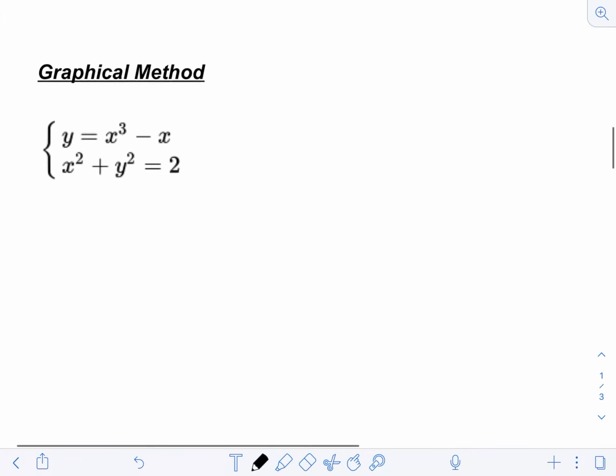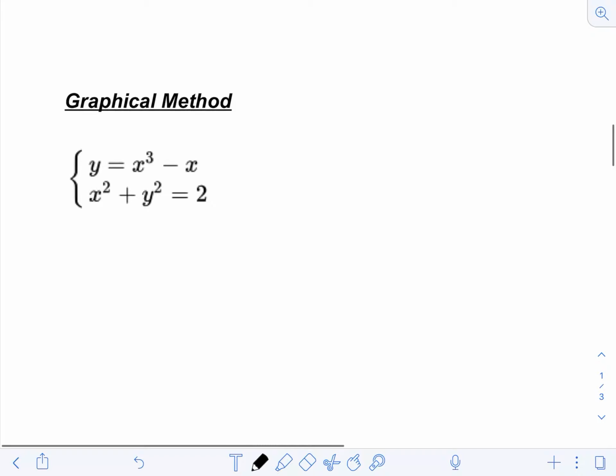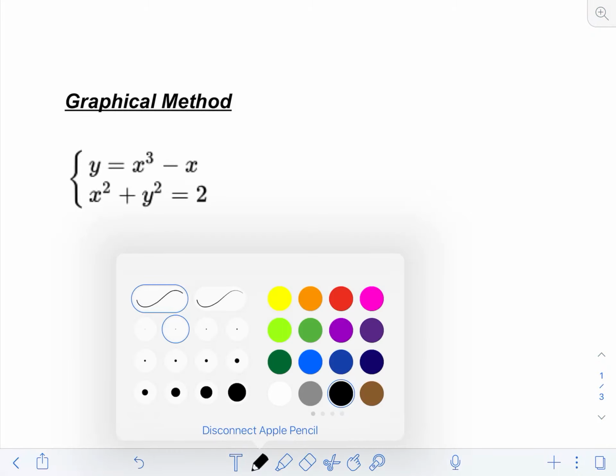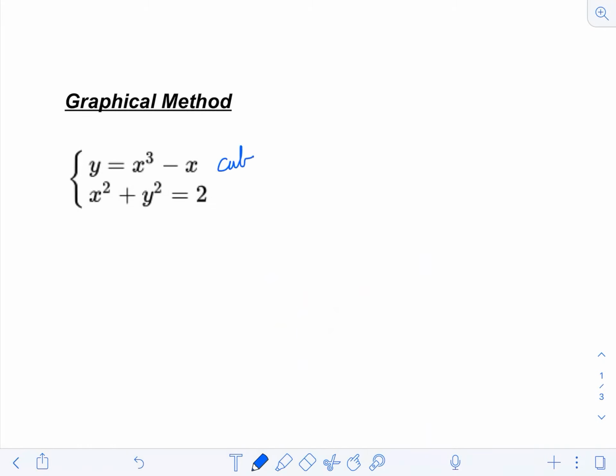Let's solve this problem graphically. We got y is equal to x cubed minus x, and we got x squared plus y squared equals 2. So for our first equation, that is a cubic function, and it is a typical cubic. We know that x cubed, there's no negative in front of it. If there was a negative, it would go down. This one ends up going up. It's good to know.